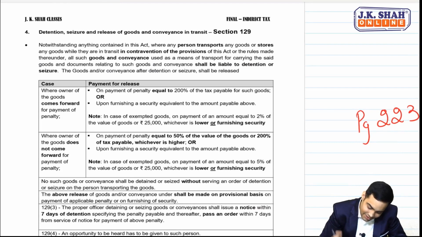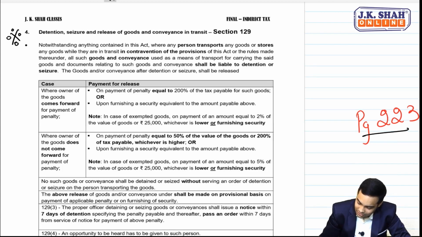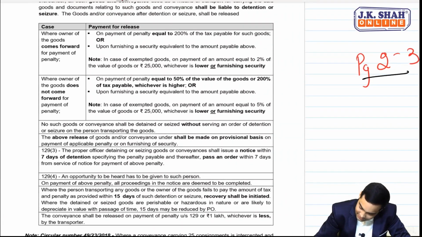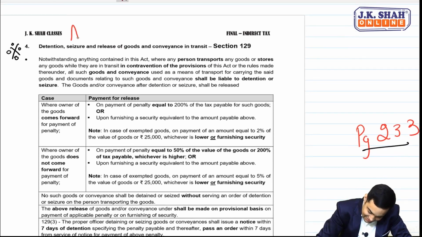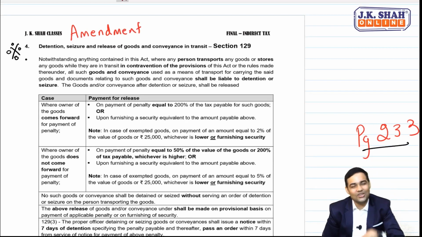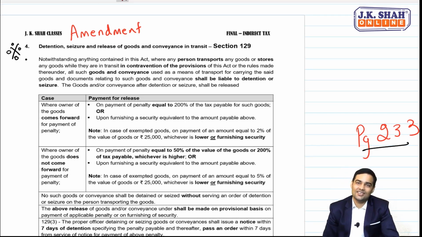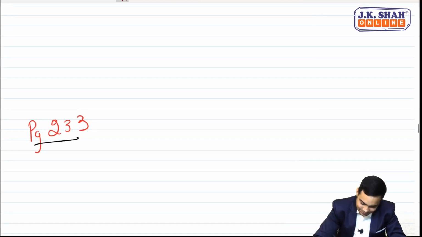Now, coming to section 129, you write it as very important, page 233, right? Page 233, and here you will write amendment entire page, because entire provision has been overhauled. 129 and 130, entire provision overhaul. Let's see. First, let me explain you.